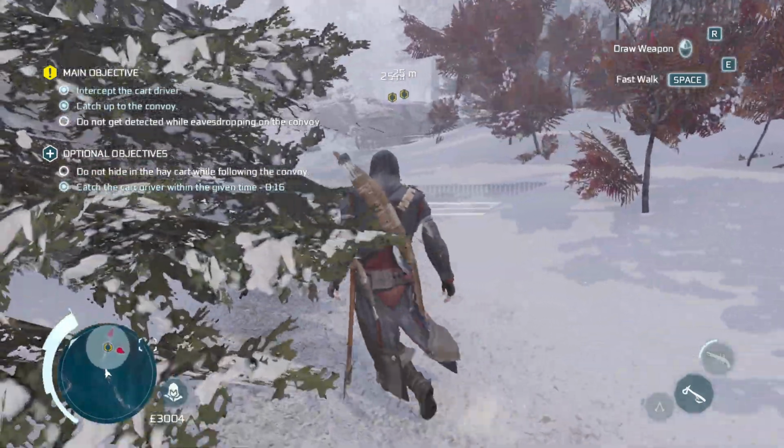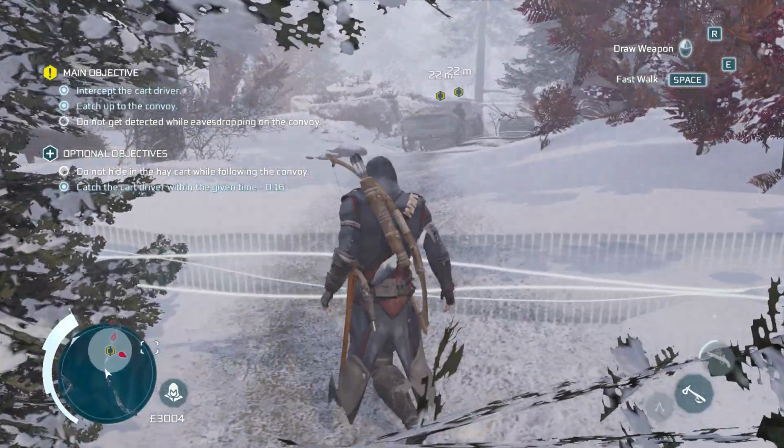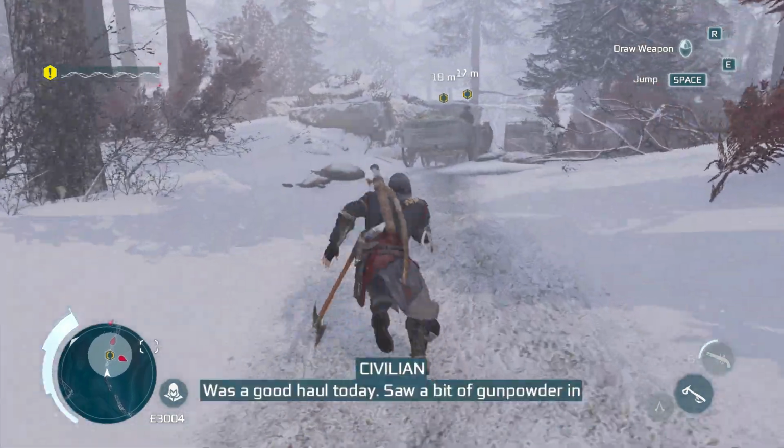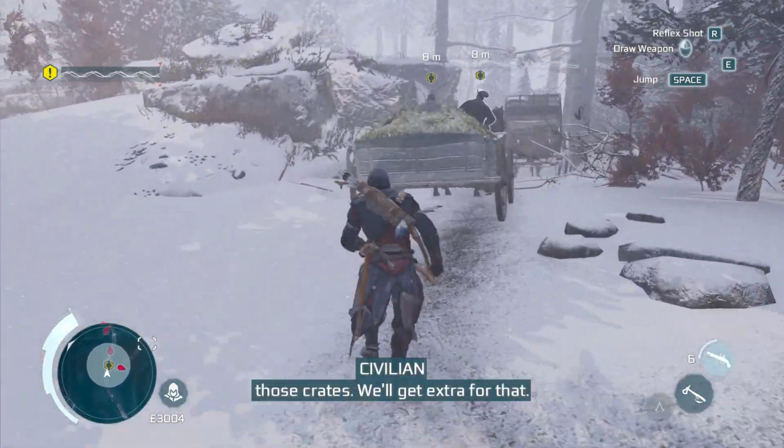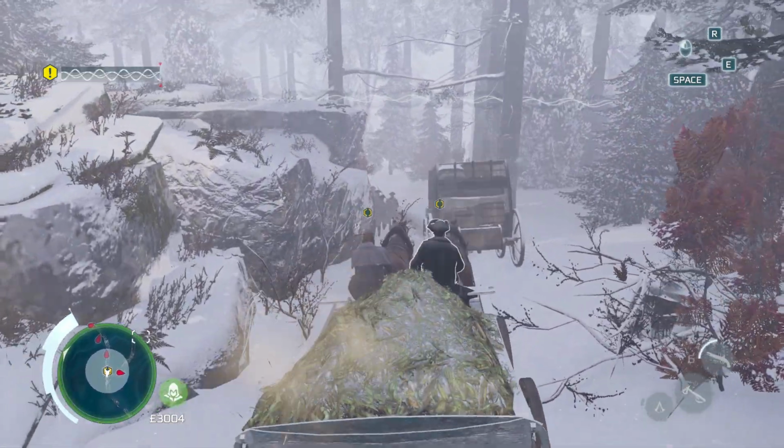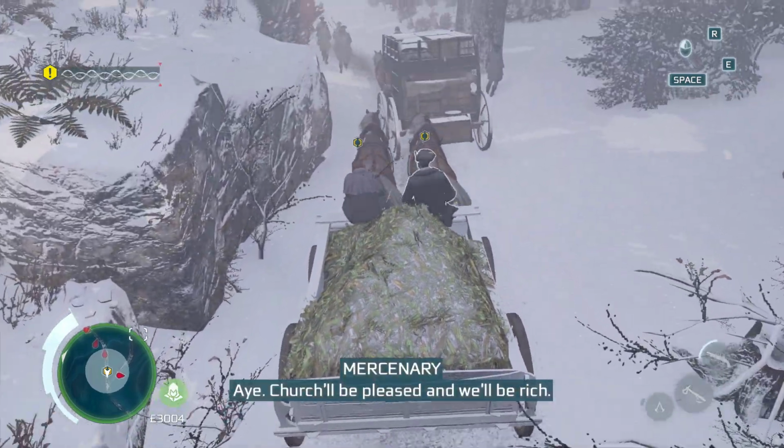Getting close, we see that two men are driving a cart. Luckily, it's filled with some sort of grass. A bit of gunpowder in those crates. We'll get extra for that. Aye, Church will be pleased and we'll be rich.